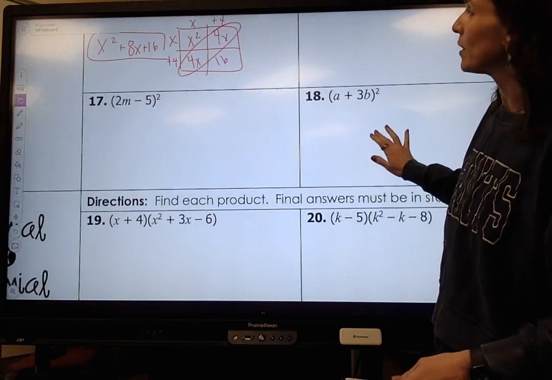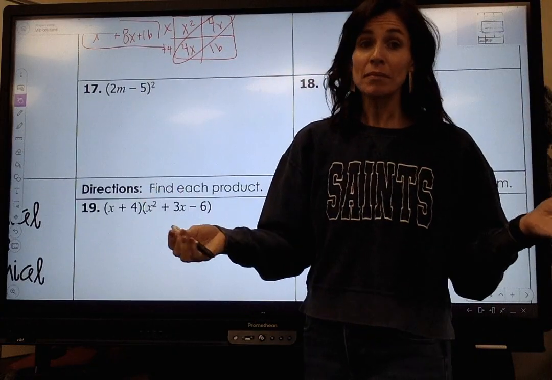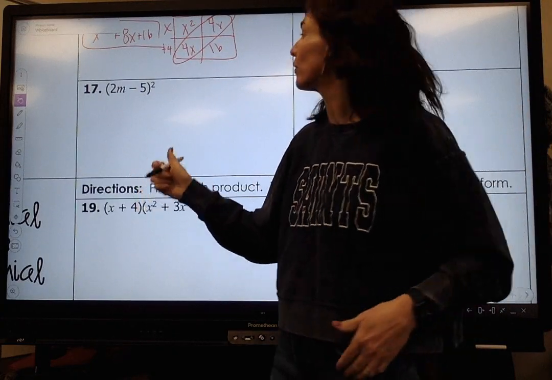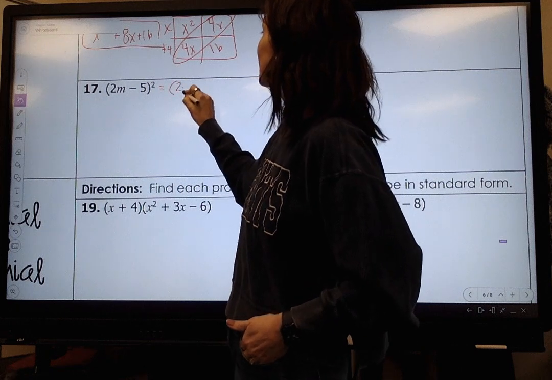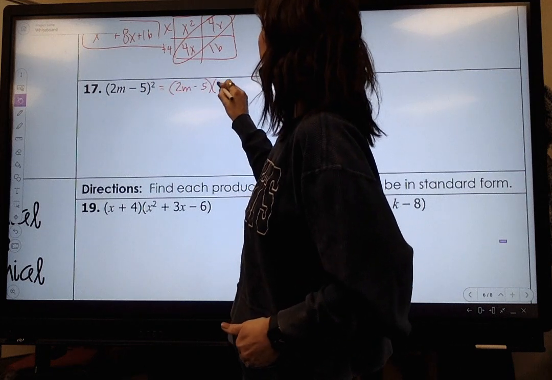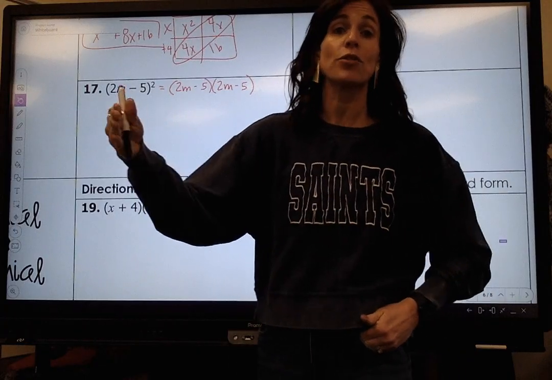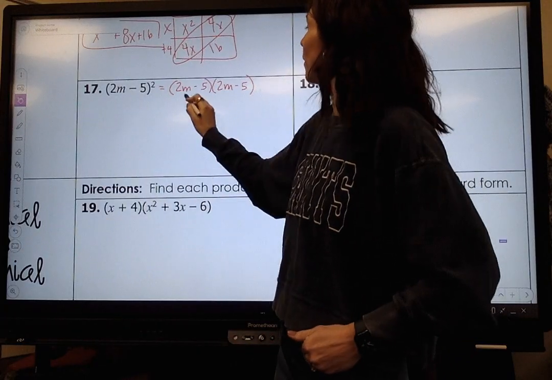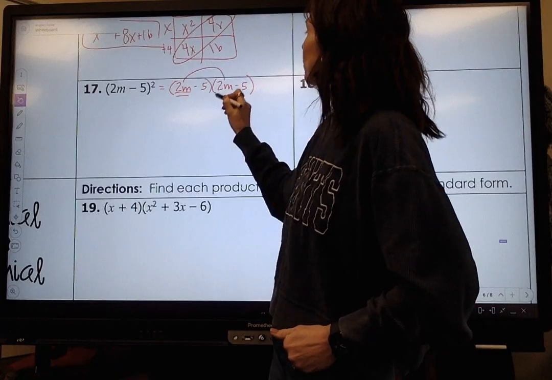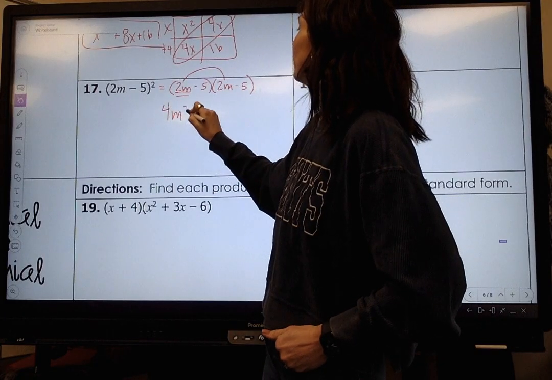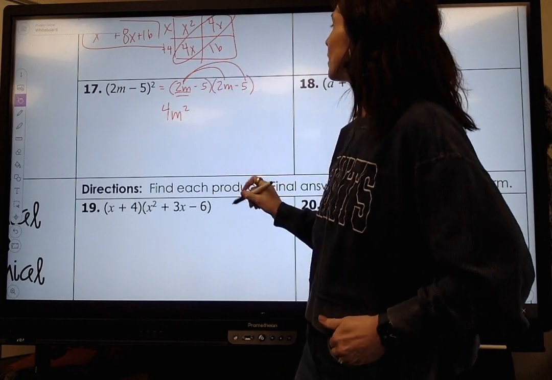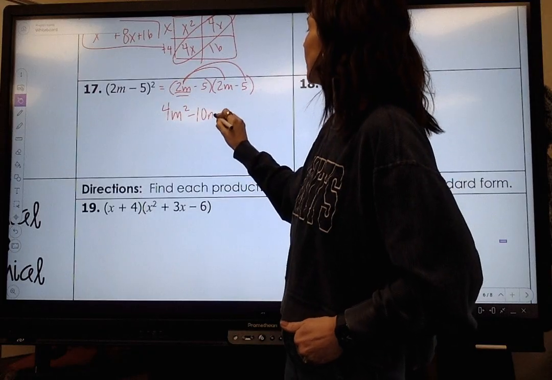All right, look at number 17. Again, this is a binomial squared, so it's got to look like this. It means 2m minus 5 times 2m minus 5, which means double distribution or box. So now I'm going to take my first term and multiply it to get 4m squared. I'm going to distribute the 2m to the negative 5 to get negative 10m.